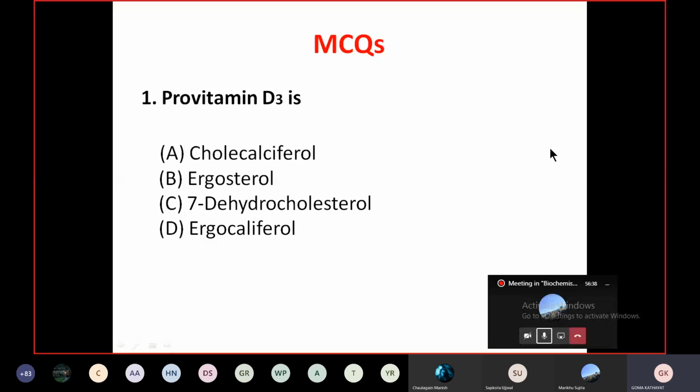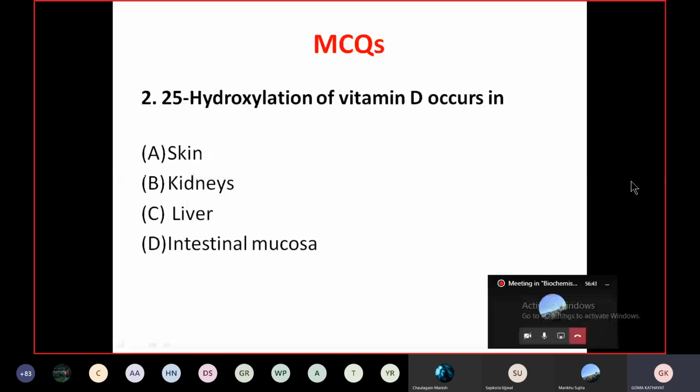Next, 25 hydroxylation of vitamin D occurs in? Liver. Very good. 25 hydroxylation takes place in the liver, whereas 1 hydroxylation takes place in the kidney.